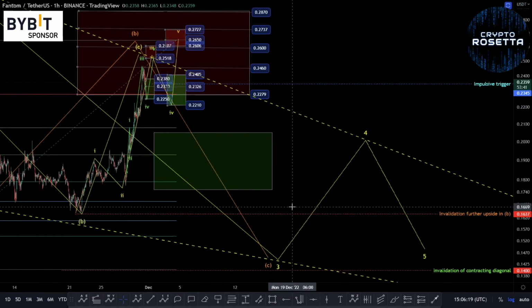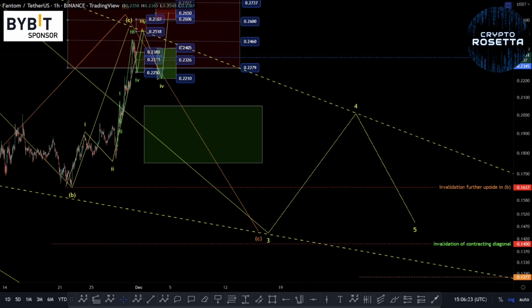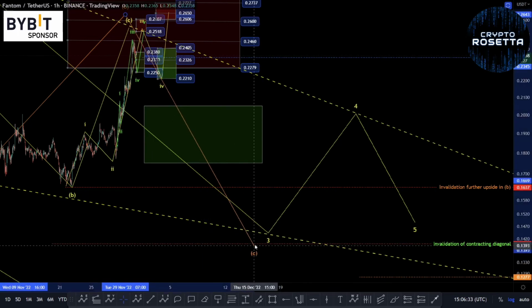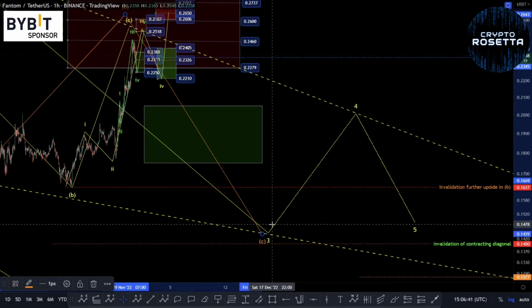So if you remember from the last video, we were talking about if this is a contracting diagonal, we don't want to drop lower than this 14 cent area. Otherwise, it would invalidate this as a potential diagonal. If it goes lower than this, then we probably have something else going on, and it's not a diagonal anymore. It's very important to stick with the rules that we stay above that 14 cent area.